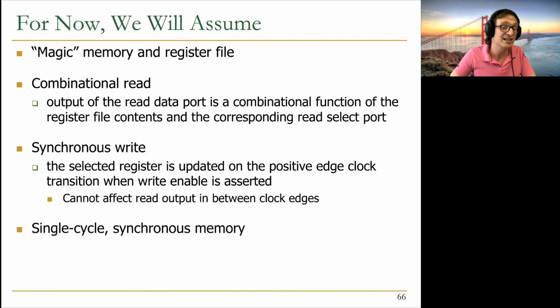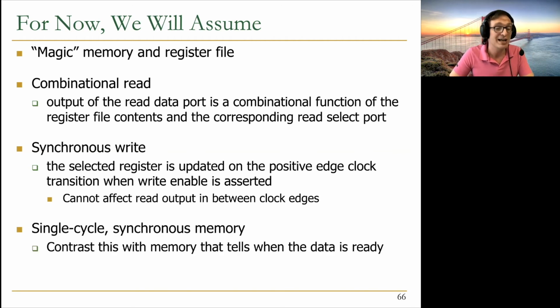So we're going to assume single cycle synchronous memory. Contrast this with memory that tells us when the data is ready. So this is going to be optimistic. That's why it's called magic memory. Within 1 cycle, or even less than 1 cycle, we're going to get the data out very quickly. But usually memories take much longer, as we will see later on.